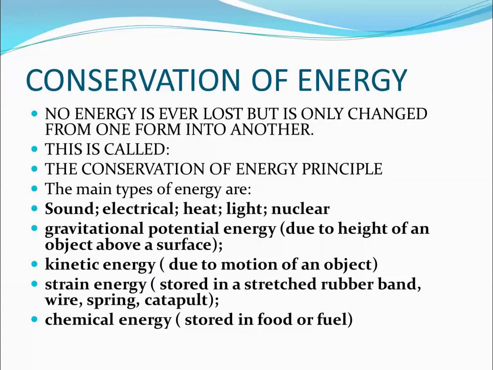Strain energy is a useful one, and that's stored in a rubber band or a catapult or something like that. And chemical energy is energy stored in food or fuel, or indeed, for instance, a battery as well. That's chemical energy. So just watch out for these ones. They're quite useful. Batteries don't store electrical energy; they store chemical energy, which is then transferred into electrical energy. So make sure you're happy with the different energy types and the principle of the conservation of energy.